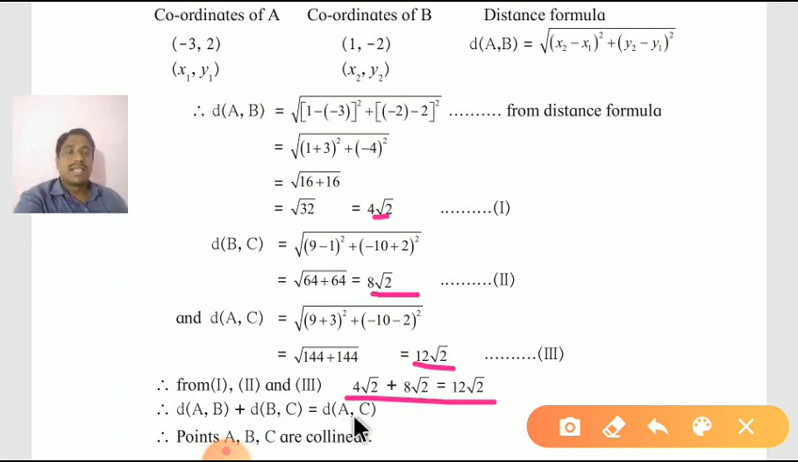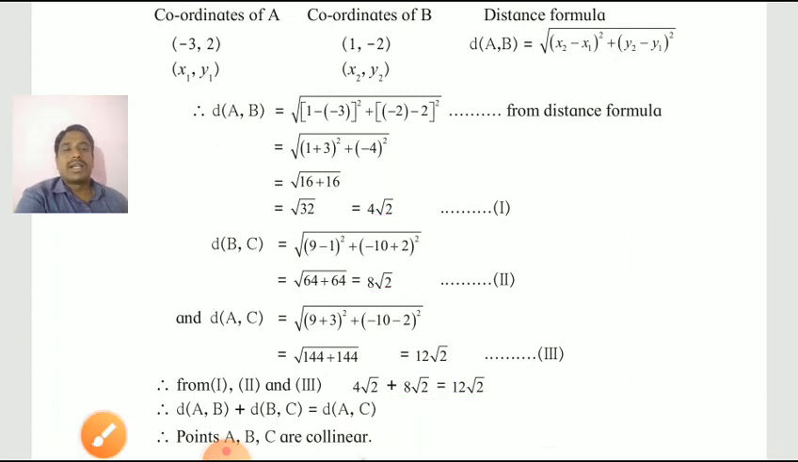That means 4 root 2 is the distance AB, 8 root 2 is the distance BC, and 12 root 2 is the distance AC. The sum of two distances is equal to the third distance, hence points A, B, C are collinear. If the sum of two distances is not equal to the third distance, then points A, B, C are non-collinear. Here the sum of two distances is equal to the third one, hence points A, B, C are collinear.